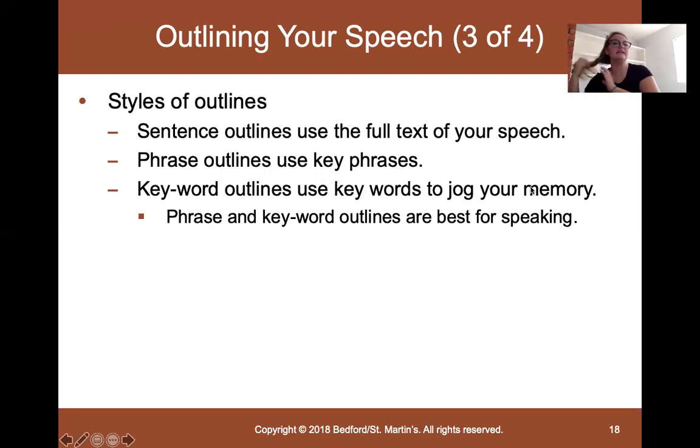Styles of outlining. Sentence outlines use the full text of your speech. You can write out your entire speech in full sentences if you remember better that way. You can use phrase outlines with key phrases, or keyword outlines, which use keywords to jog your memory, like bullet points if you don't remember things verbatim. Then you look down at your main point.